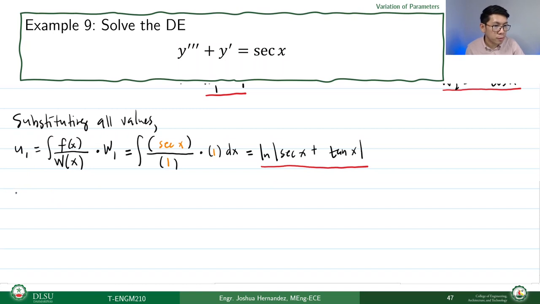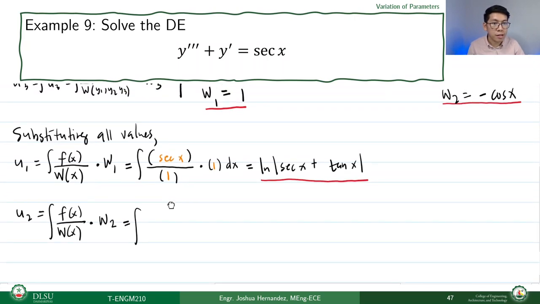How about u sub 2? Diba mas madali kasi paplug mo na lang sila. U sub 2 is the integral of, ganun ulit, f of x all over the Wronskian W of x multiplied by w sub 2. So this will become the integral of f of x, similar ulit, ganun, secant x over 1, all over 1, multiplied by what is our w2? Our w2 is this one, negative cosine x. Negative cosine x. Okay?